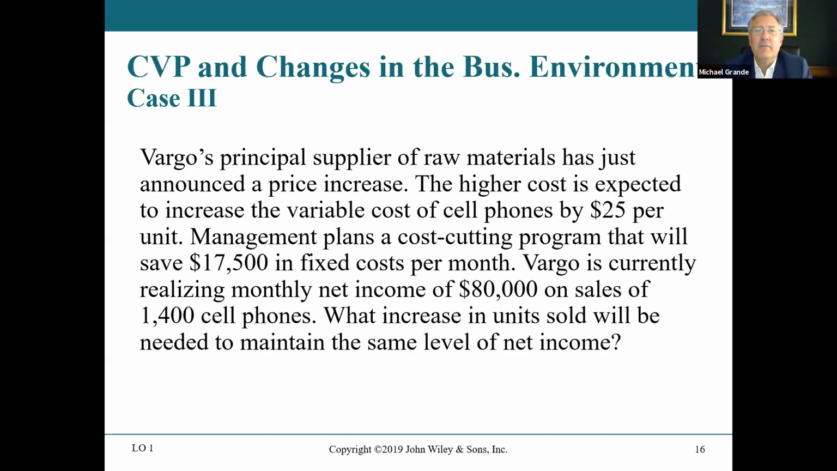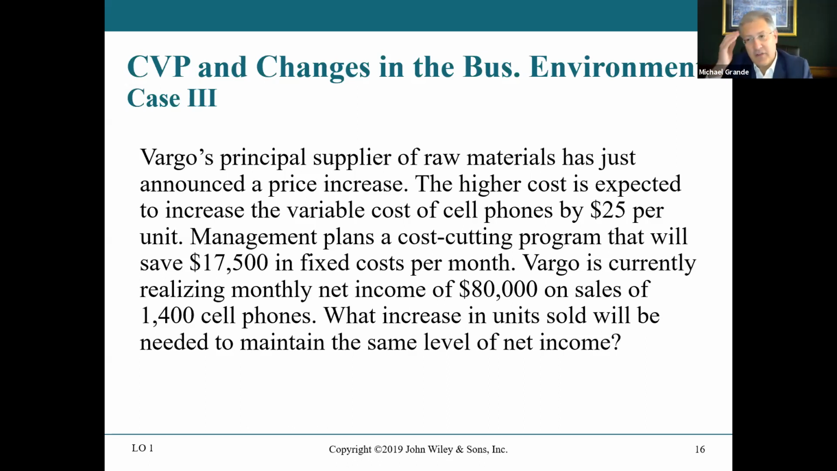Case number 3. Again, looking for ways to improve profitability and what the impact is on break-even point. Vargo's principal supplier of raw materials has just announced a price increase. Raw materials are going to go up. Raw materials, direct materials, are a variable cost, so variable costs are going to go up. The higher cost is expected to increase the variable cost of cell phones by $25. Remember, the variable cost was $300 per unit. We're going to add $25 per unit.